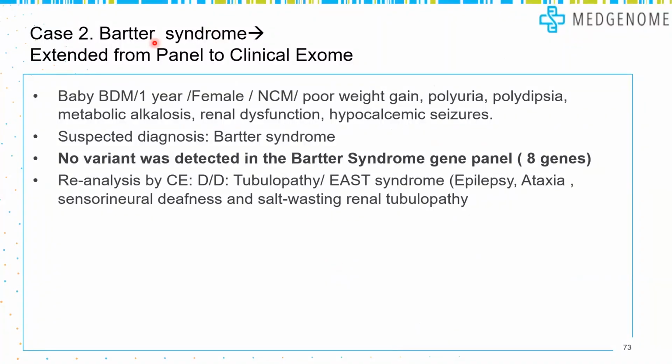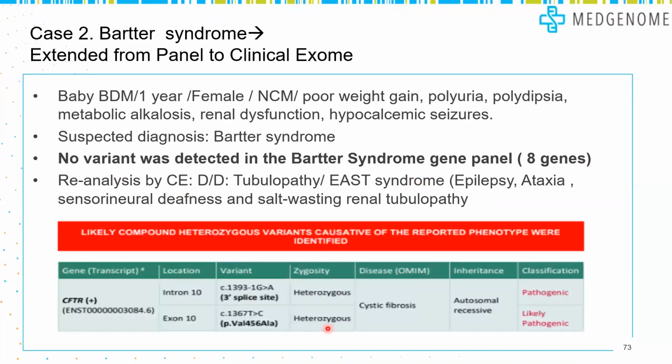Similarly, this was extended from a panel to clinical exome. This baby was suspected with Bartter syndrome, with typical symptoms: polyuria, polydipsia, alkalosis, and seizures. But no variant was detected in the Bartter syndrome or Gitelman syndrome panel, which has 8 genes. So they requested reanalysis, again suspecting either tubulopathy or EAST syndrome. And what was detected was a compound heterozygous variant in the cystic fibrosis gene.